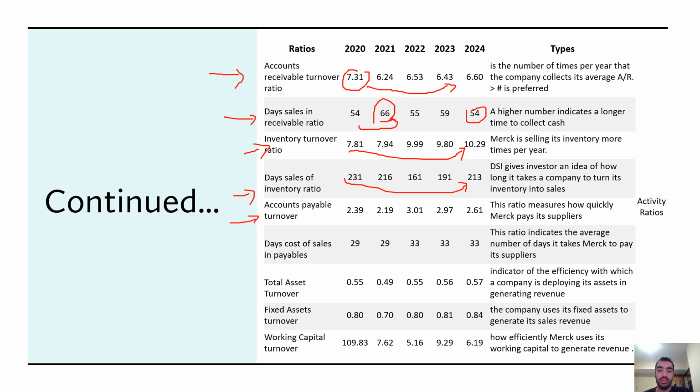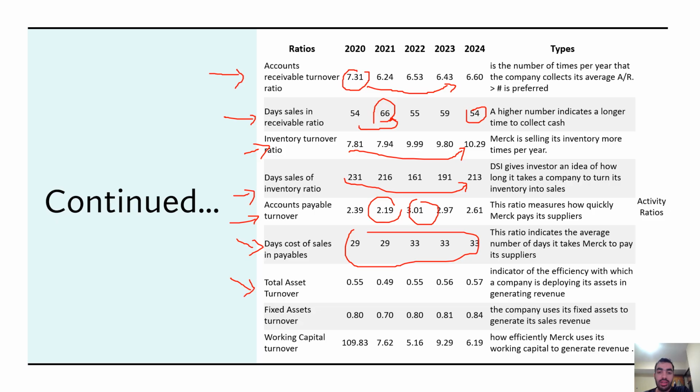Another is accounts payable turnover. It's fluctuating between 2021 and 2022, indicating variability in supplier payment frequency. Now we can see the cost of sales and payable ratio. It's quite low, and it's the average number of days it takes Merck to pay its suppliers.